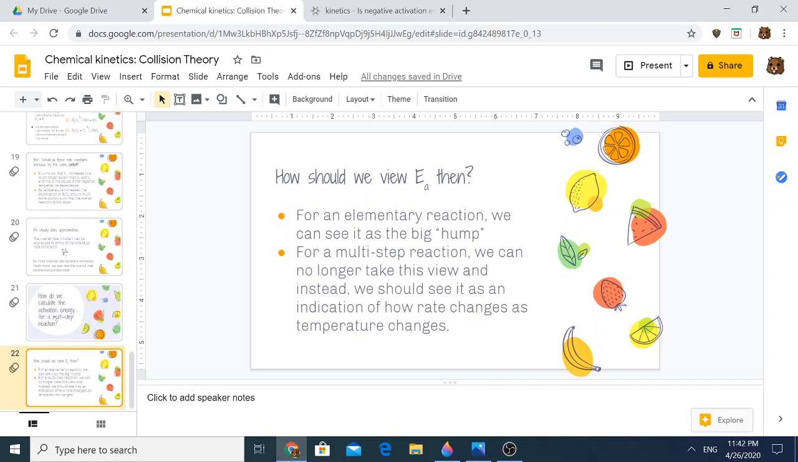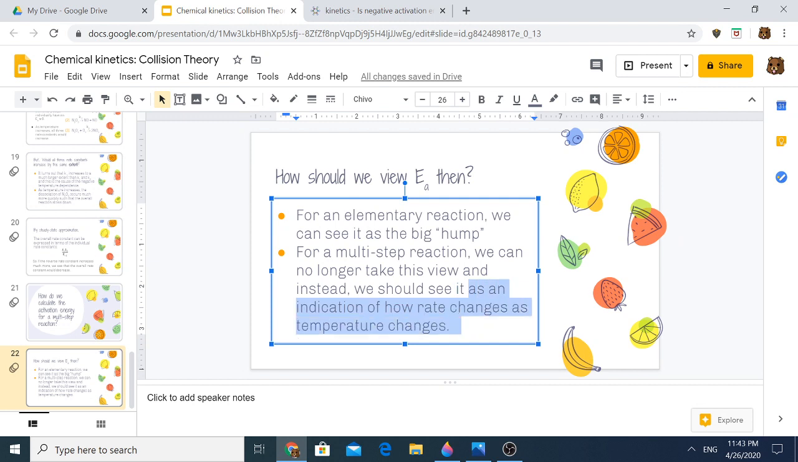We should instead see the overall activation energy of this multi-step reaction, which can be calculated by mathematical treatments, as an indication of how the rate changes with temperature, right? If the rate constant were to decrease as temperature increases, we will say that the overall activation energy of the reaction is negative. If the rate increases as temperature increases, then the activation energy of the reaction would thus be positive. So this does make a lot of intuitive sense.